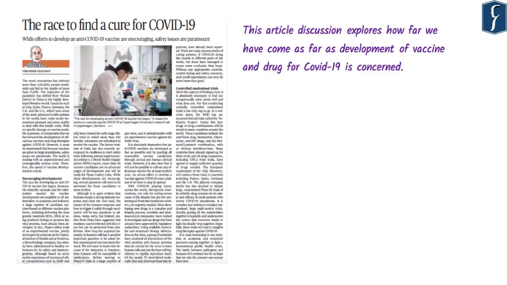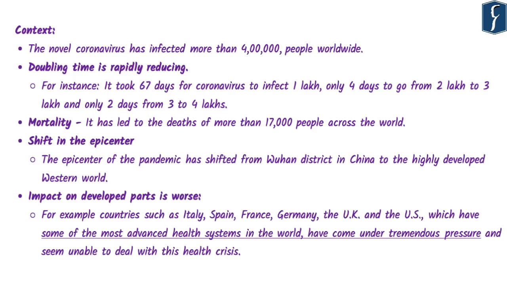This article is from page number 11. It has been titled The Race to Find a Cure for COVID-19. COVID-19 is an absolute disaster for the world. This article discusses how far we have come in developing a vaccine and drug for COVID-19, and it also discusses the precautionary measures that we should adopt in the development of such a vaccine. Let's look at some of the statistics that show the scale of the disaster.